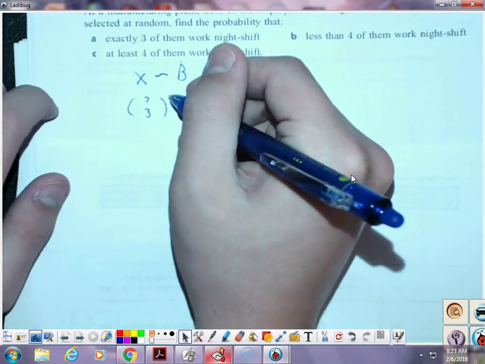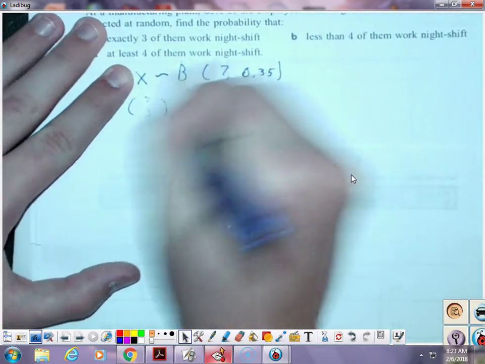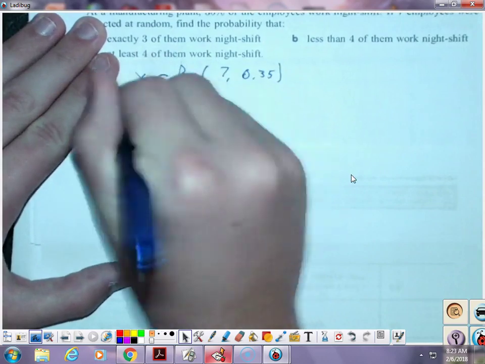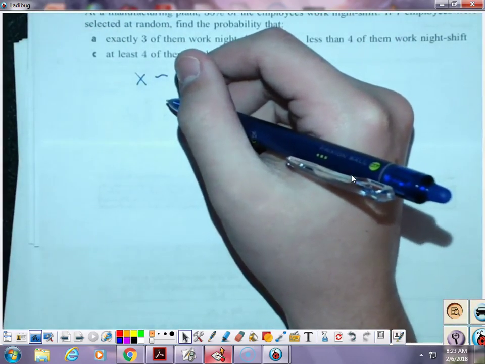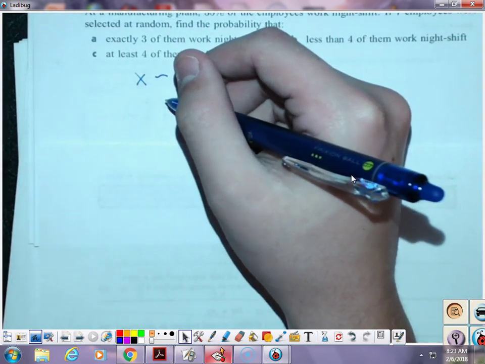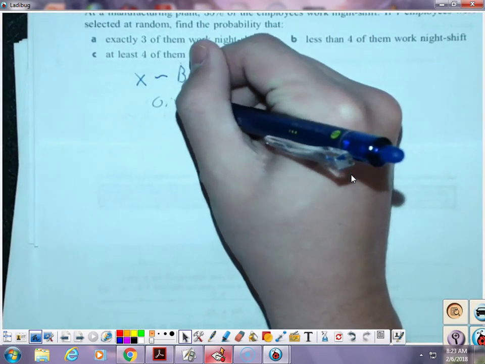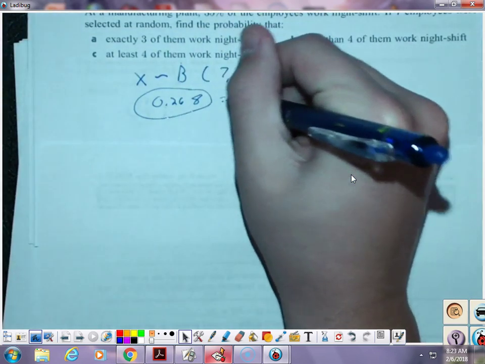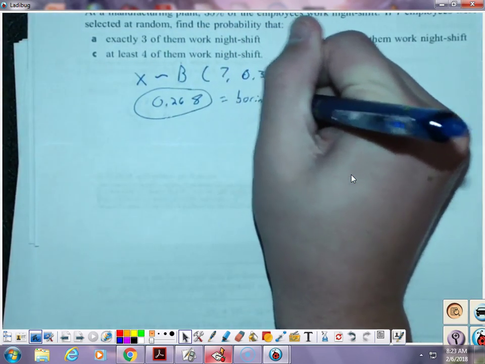0.268 is my answer. They did it in the calc. They don't want to do it by hand. I don't know why. It's just not fun. But what's the answer? I don't know if it's right, but I have 0.268. That's what I got. Okay, but you need to write probability that x equals 3. Okay, sorry, 1 second.